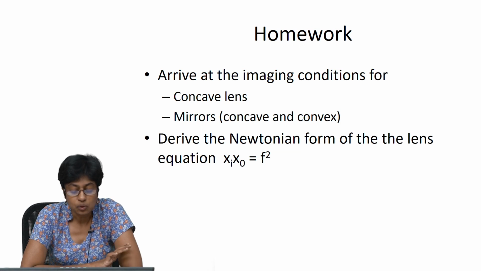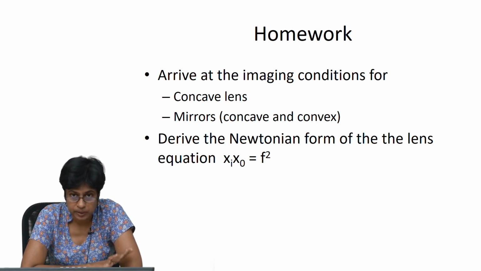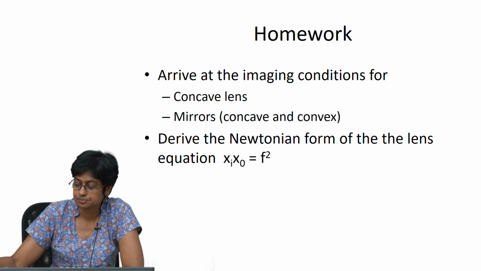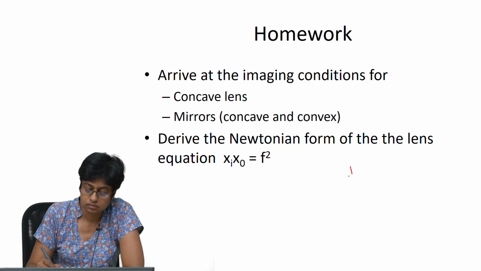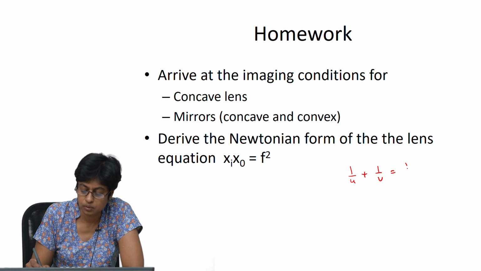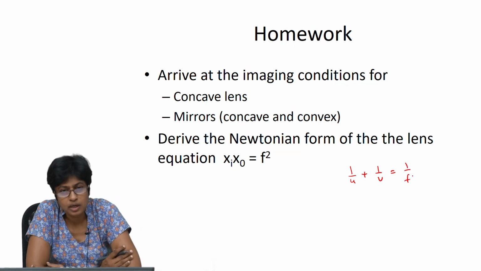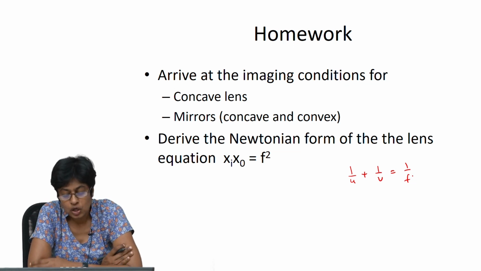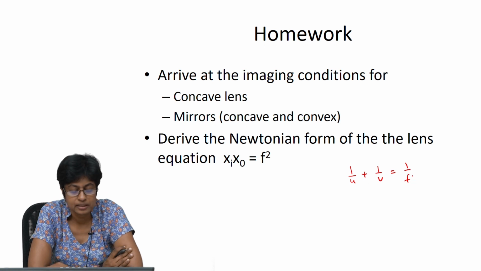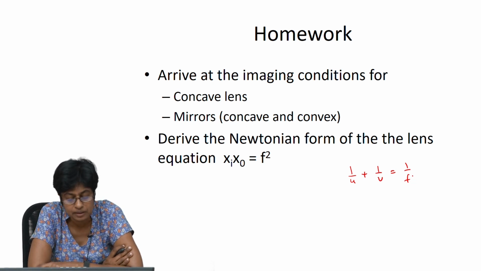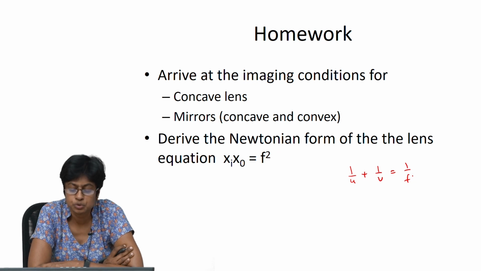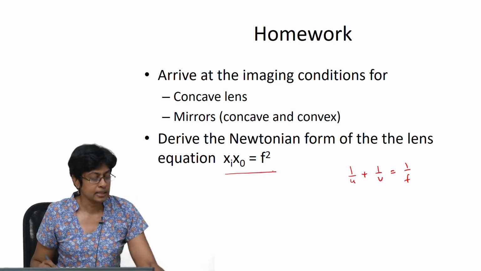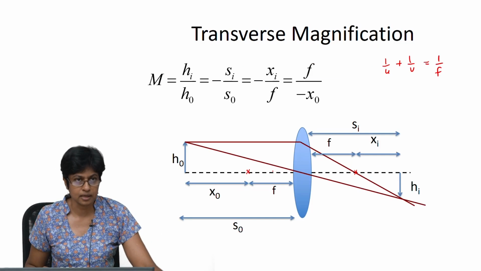So, we derived an imaging equation, the Gaussian lens equation, where we said 1 over u plus 1 over v is equal to 1 over f, or in other words, we took into account the object distance, the image distance, and the focal length of a lens. But that's not the only equation that can be used to arrive at imaging. So, another piece of homework that I am leaving for you is to derive what's called the Newtonian form of the lens equation, and I'll just explain what the different parameters are.